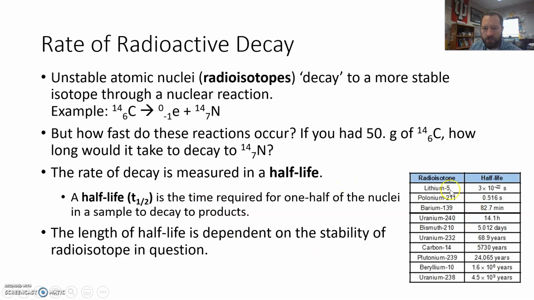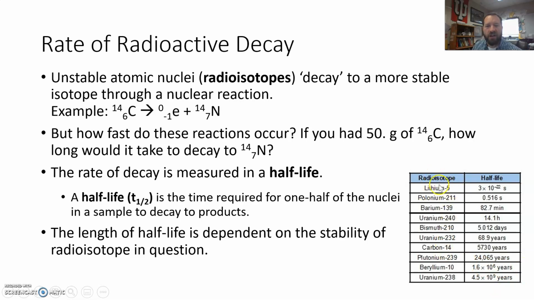So here's a list of some common radioisotopes and their half-lives, and they vary. Uranium-238 is fairly stable, and it only decays every 4.5 billion years. So half of it will be gone in 4.5 billion years. That's what a half-life is.